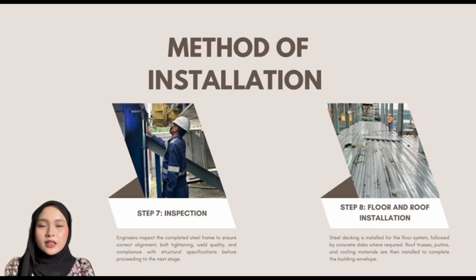Steel decking is installed to form the floor system, followed by concrete slabs where required. Roof truss, purlin, and roofing material are then installed to complete the building envelope. At this stage, the main steel skeleton frame is fully complete.